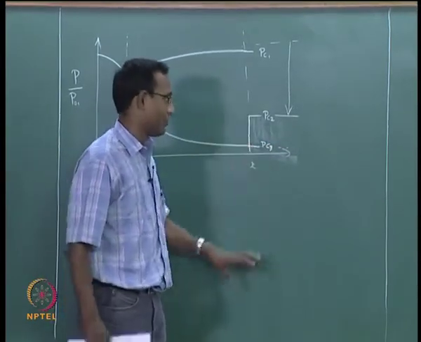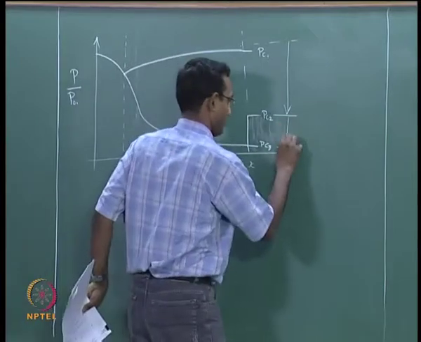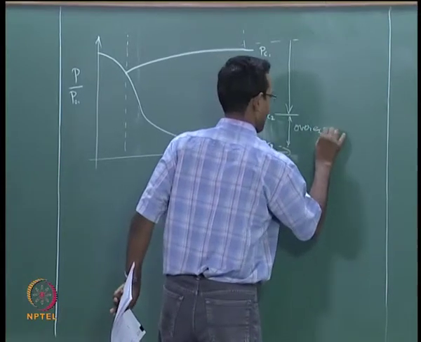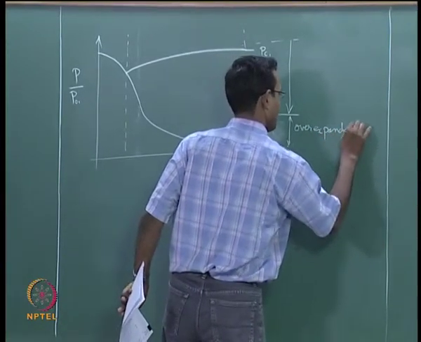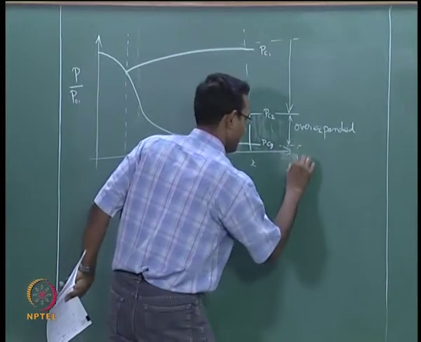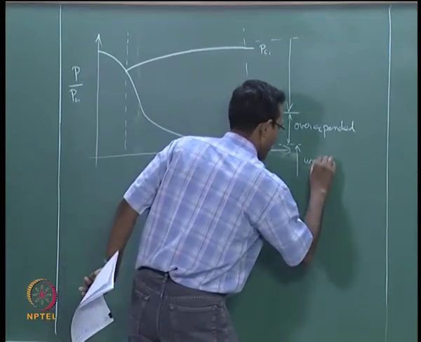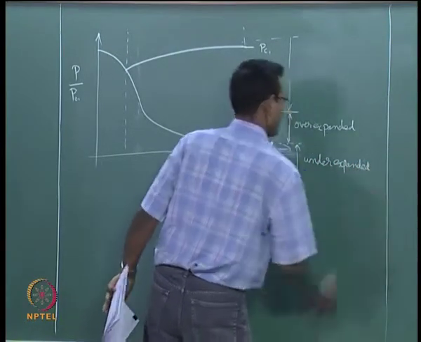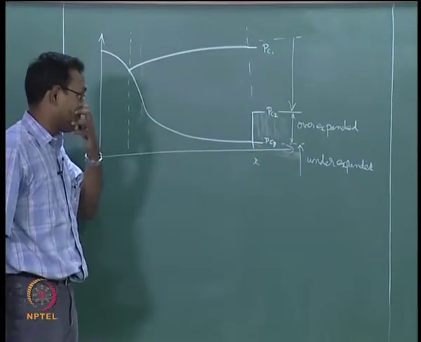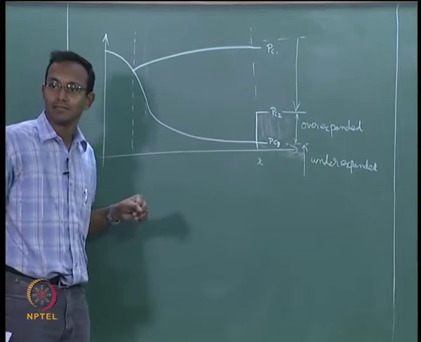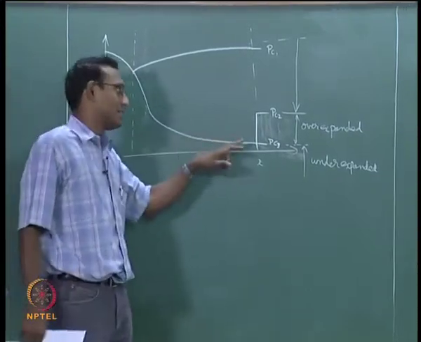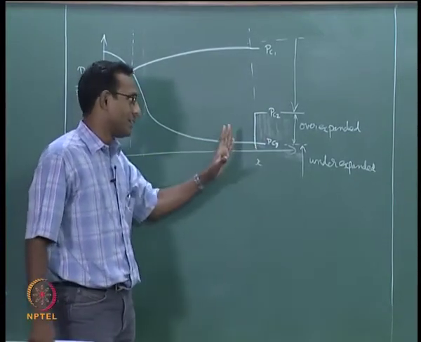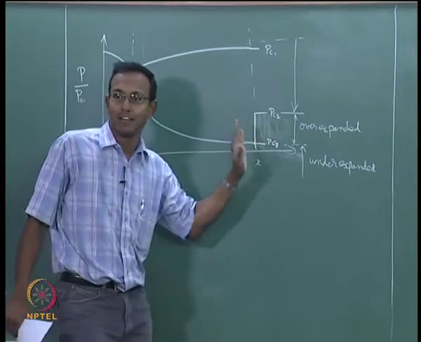We have missed a whole range of regions, and we called this region over expanded and below this region under expanded. Over expanded and under expanded jets, I called it. The nozzle is such that when it comes out, this region is over expanded and this region is under expanded, and we said that the only change will be outside the exit plane of the nozzle.